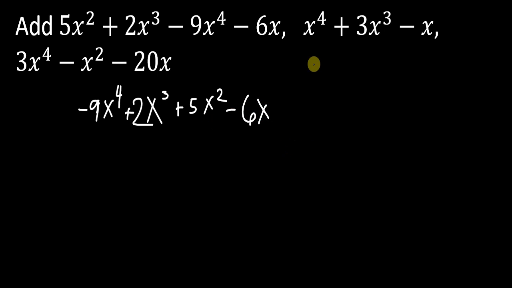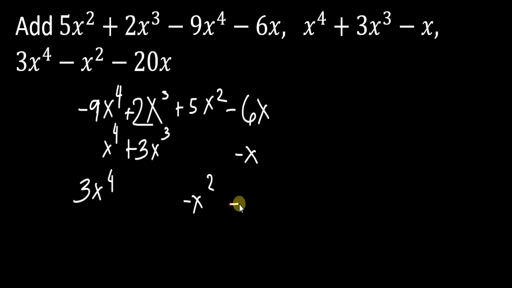Okay? Then next ito. So x raised to 4, so tapat lang natin x raised to 4. And 3x cubed, so dito, plus 3x cubed. And then negative x, so dito siya tatapat. Dito siya nakatapat. Negative x. And then 3x raised to 4, so dito. Minus x squared, so dito siya. Minus 20x.